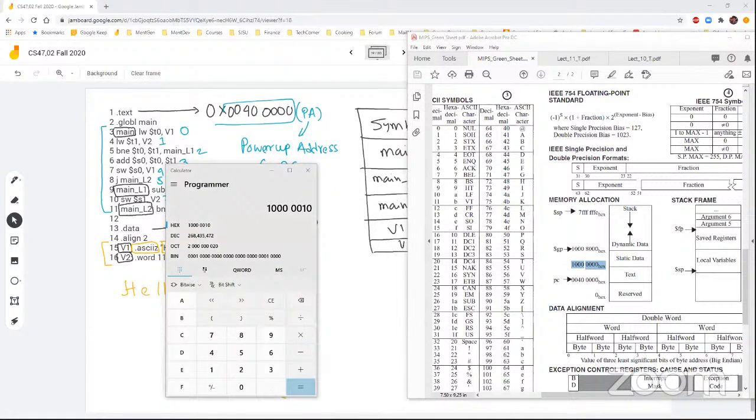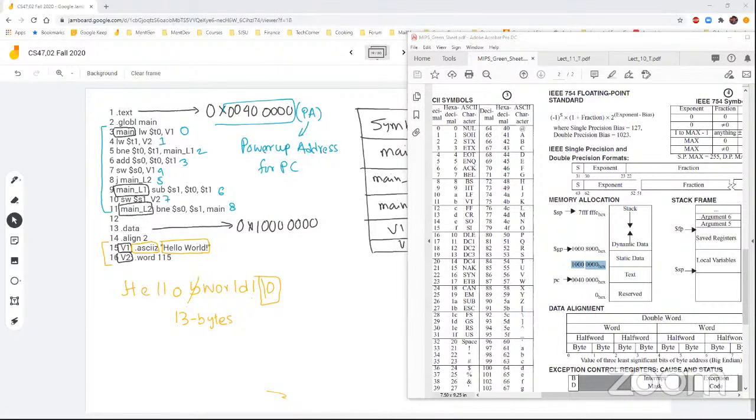Question? Yes, I have a question. Does the align 2 also, if we were to load byte after byte, not in a string, but separate data, does it also jump to the next word? For the byte, no. It can be placed at any address. Alignment 2 means it is restricting the placement of the word to an address divisible by 4 and a half word to an address divisible by 2.